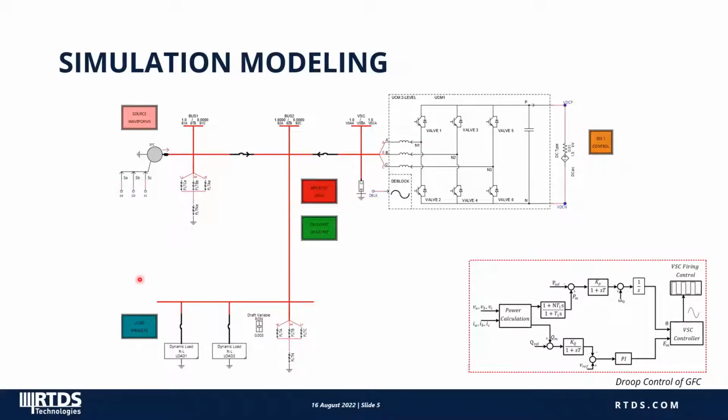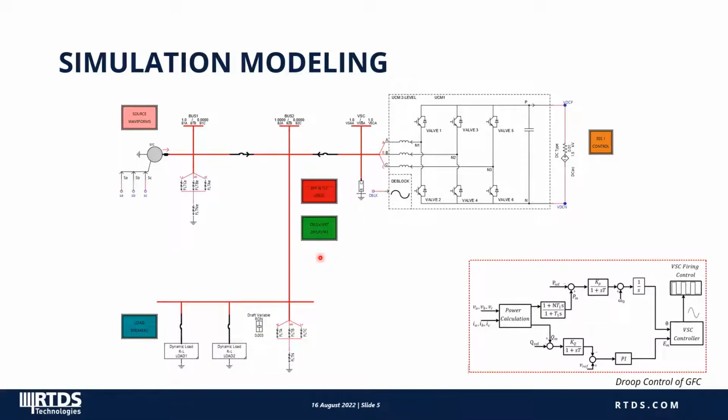Here shows the simulation modeling. The universal two-level converter model configured to receive modulation waveforms as inputs is used as the DC-AC converter here. The controls of the converter for both grid following mode and forming mode are included in this hierarchy box. Here just highlights the droop control topology of the GFC mode.